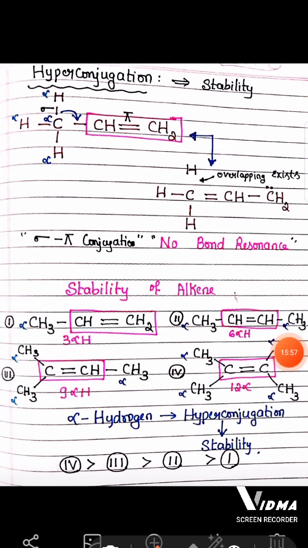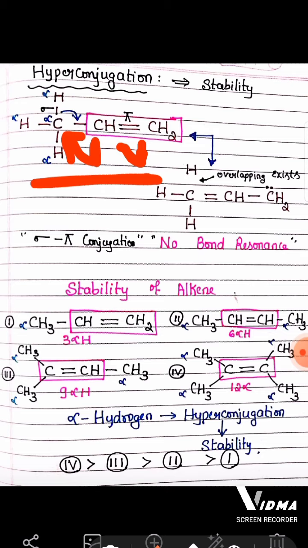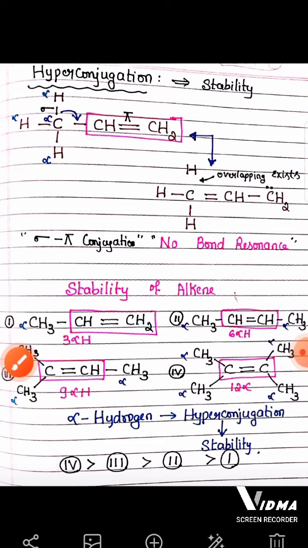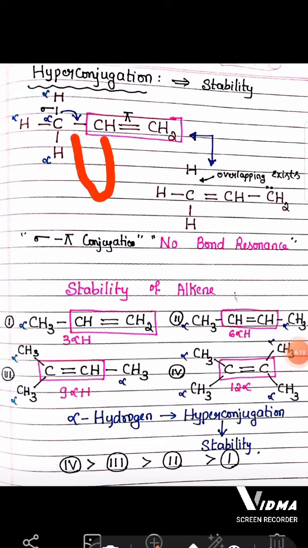Then our important concept is hyperconjugation. In hyperconjugation, as you can see here, there is a carbon double bond, a pi bond. This structure is propene, and the carbon atom adjacent to this unsaturated carbon atom is considered the alpha carbon atom, and whatever hydrogen atoms are there on this alpha carbon atom are considered alpha hydrogen atoms.